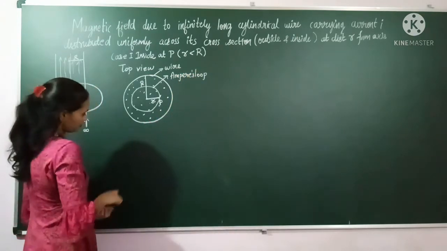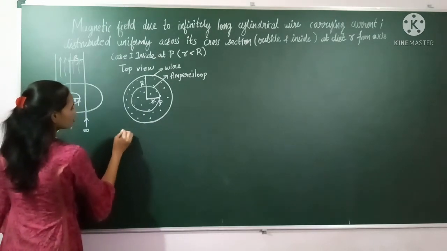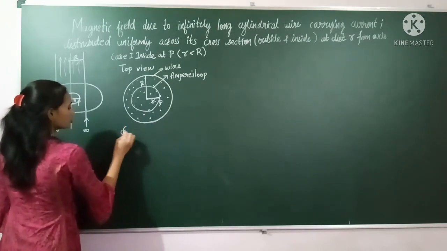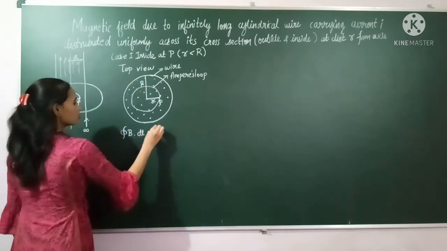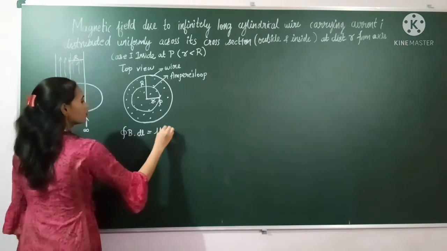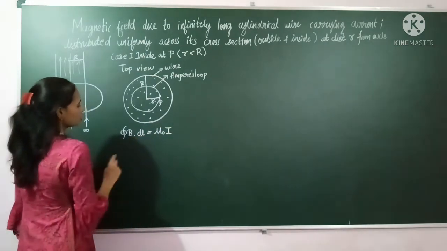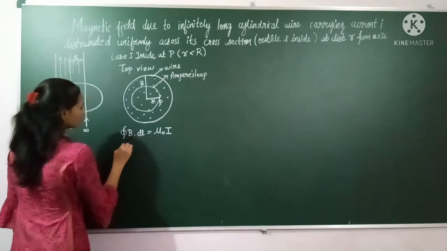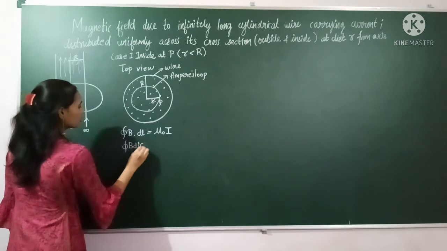So next, here I will apply the Ampere circuit law. So I will write Ampere circuit law, closed integral B dot dl is equal to mu naught I. This is our Ampere circuit law. To apply it, the closed integral B dot dl can be written as B dl cos theta.